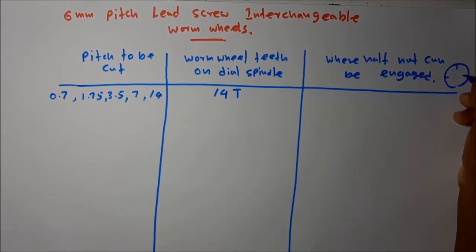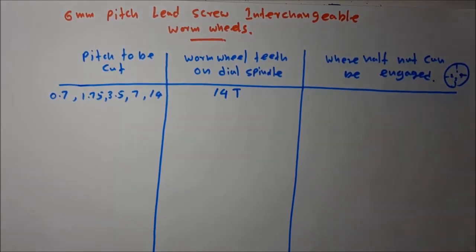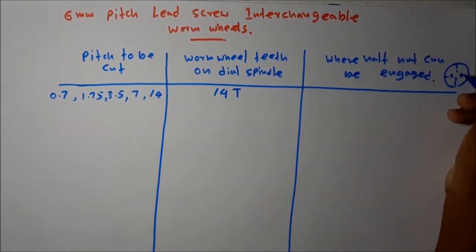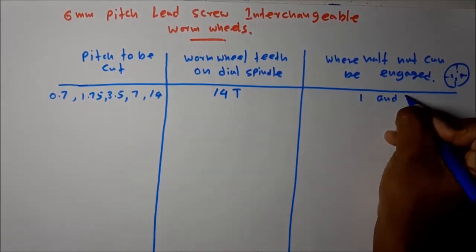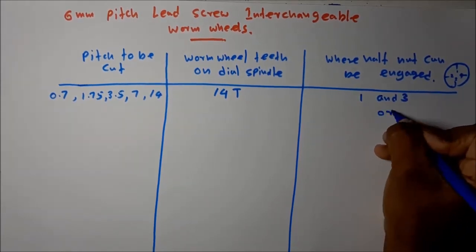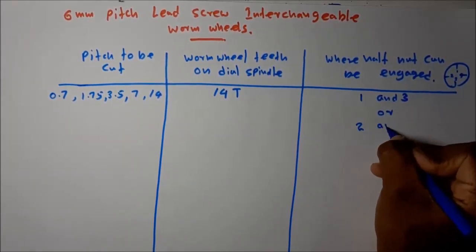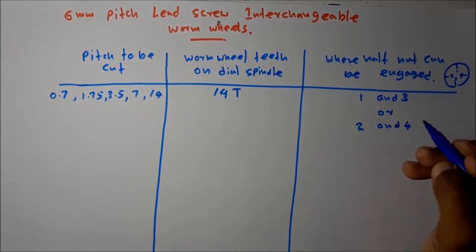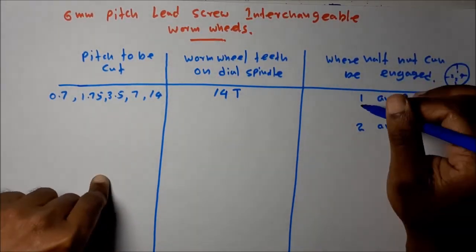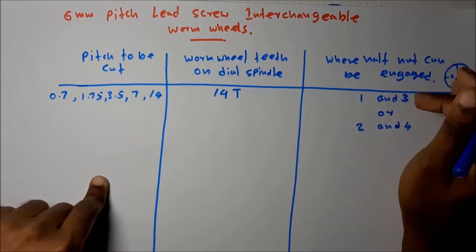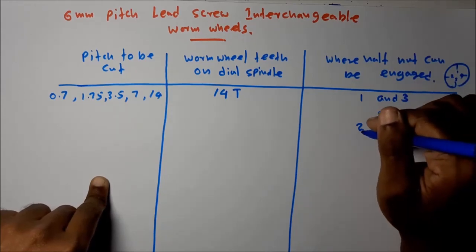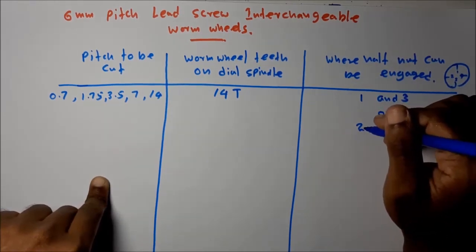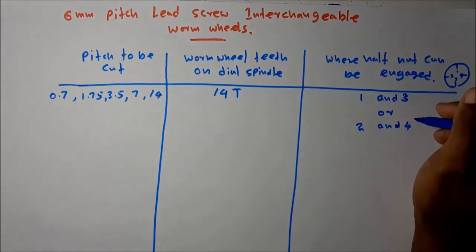It is divided into 4 divisions, 1, 2, 3 and 4. We can engage 1 and 3, or 2 and 4. If we engage at position 1, then we can engage again at position 1 or 3. If we engage at position 2, next time we can engage only at position 2 or 4.